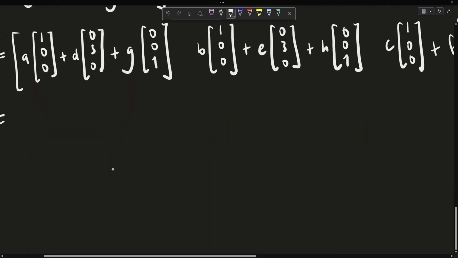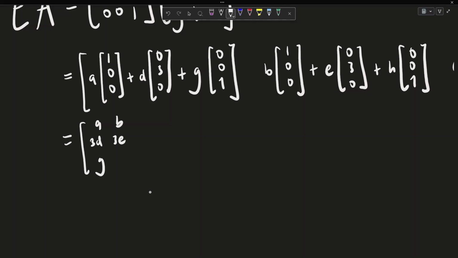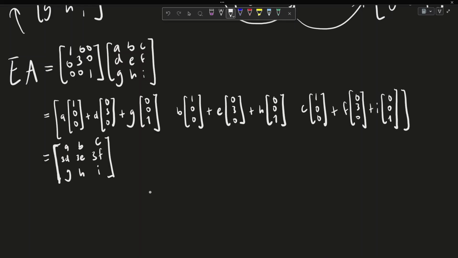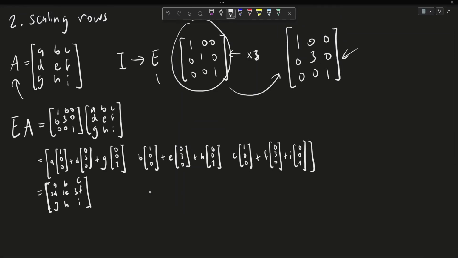This is equal to, we can do this a bit faster now that we're getting used to multiplying matrices. We have A, 3D, G as our first column. We have B, 3E, H as our second column. And we have C, 3F, I as our third column. And so as you can see, scaling the second row of the identity matrix by 3 to get the elementary matrix E, then multiplying E by A scales the second row of A by 3.